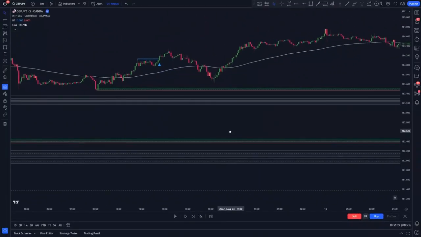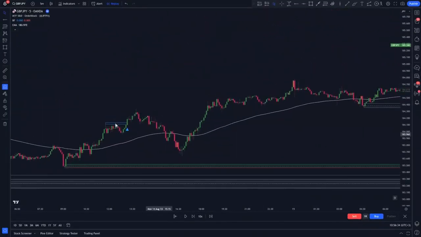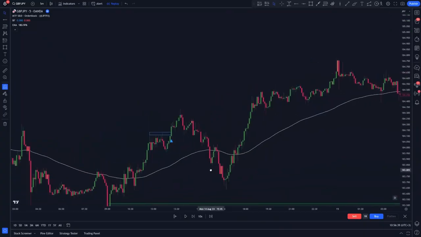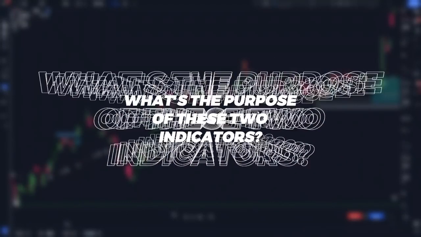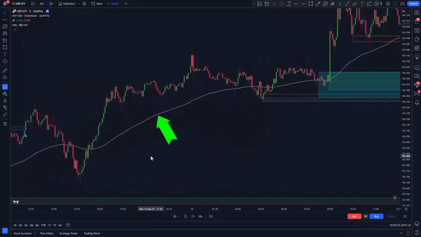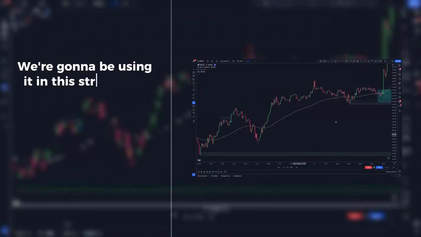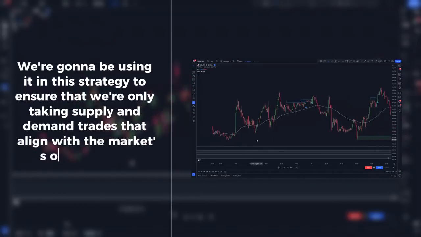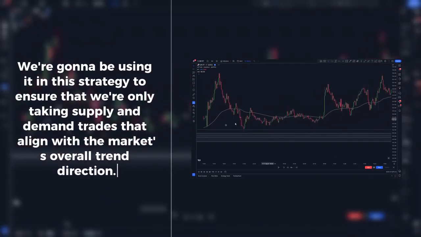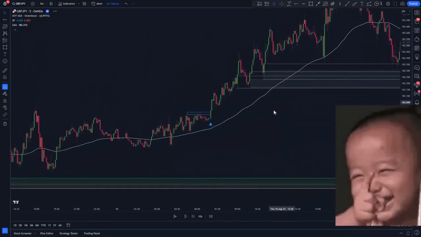Now, as you can see here, we've added 2 indicators, and one specific question must now be asked. What is the purpose of each of these 2 indicators we've just added? Well, let's start with the EMA. This indicator is a trend confirmation tool. We're going to be using it in this strategy to ensure that we're only taking supply and demand trades that align with the market's overall trend. And I think you already know how we're going to do that.